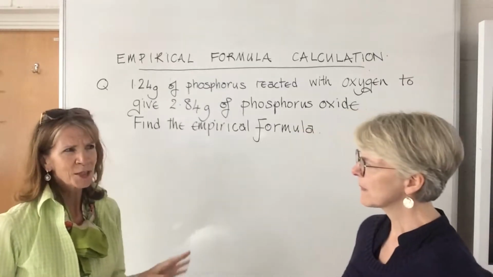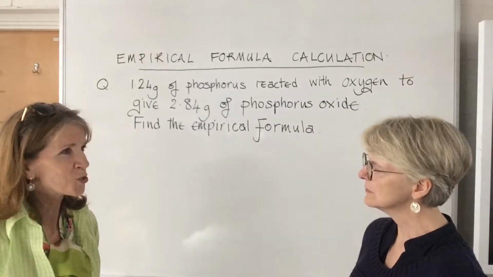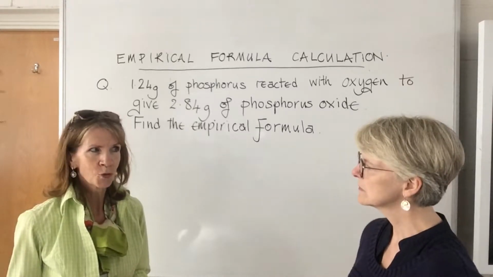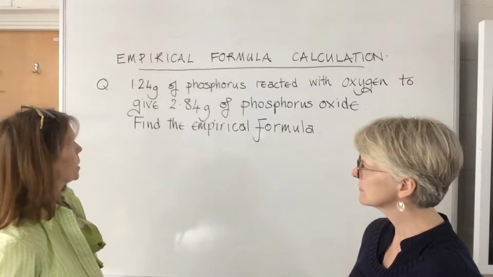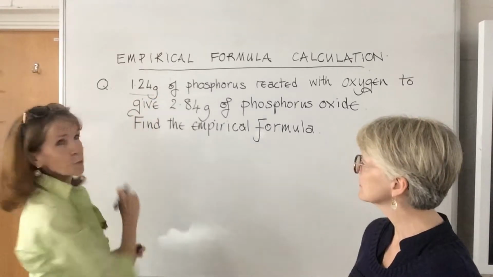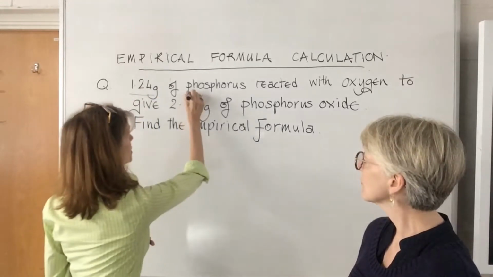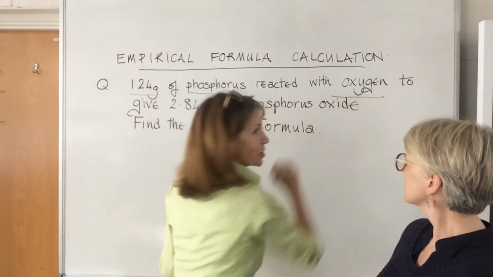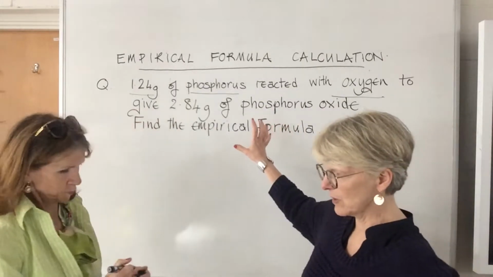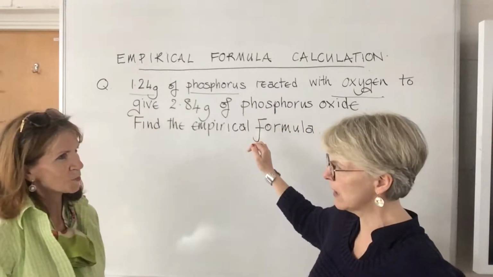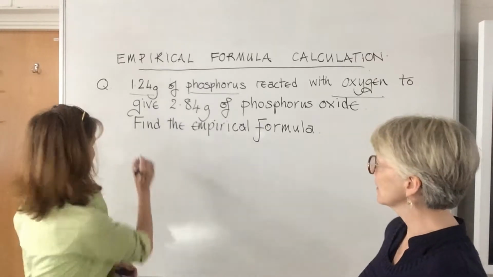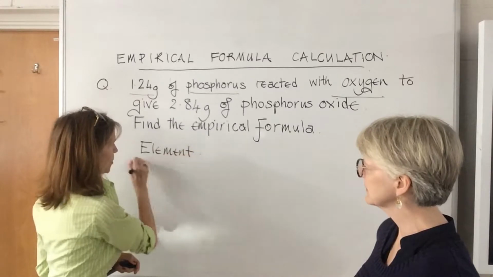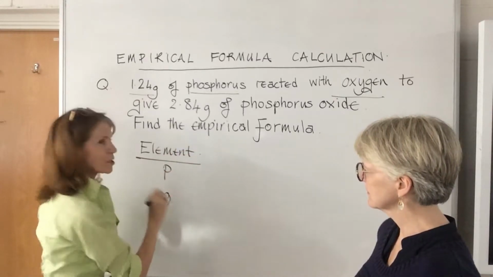Well, I think you picked up on a good point. You extract information, but what you also do is you read the question properly. So, for example, we have 1.24 grams of phosphorus and it reacts with oxygen. So the two elements that we're looking for, because that's what we need for our empirical formula, are phosphorus and oxygen.